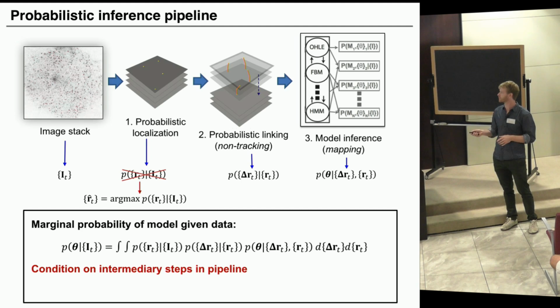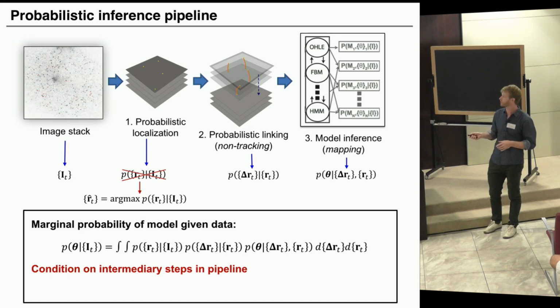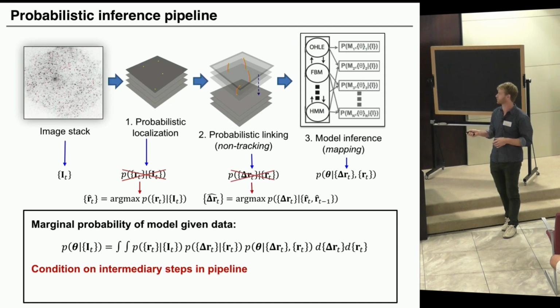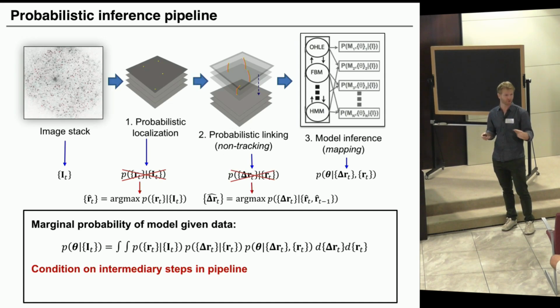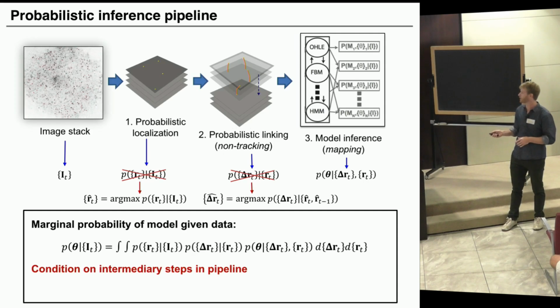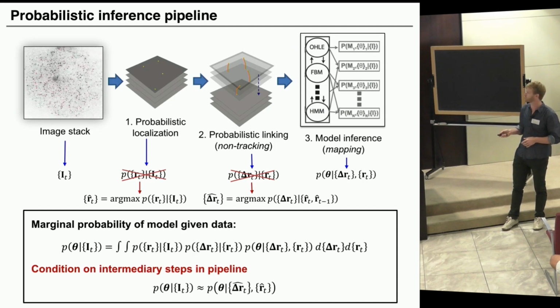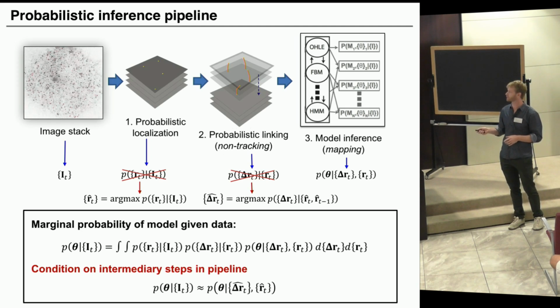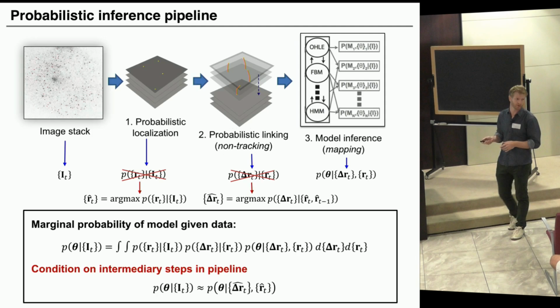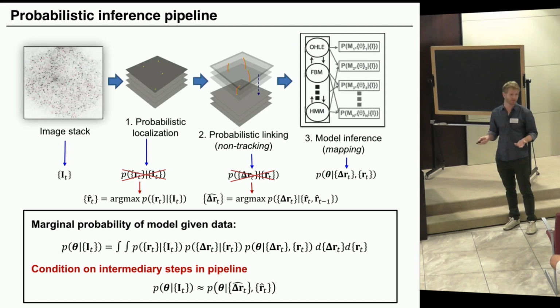So this is what we do when we do localization and tracking. For localization, instead of having the full posterior, we use the most probable localizations. We do the same thing with tracking. We use the most probable assignments or the most probable displacements, and we then infer our model based on this. And this works very well as long as these steps give rise to unambiguous inferences. So, right, we need the probability distribution to be very peaked around the true values. When this is not the case, this leads to biases in inference afterwards.